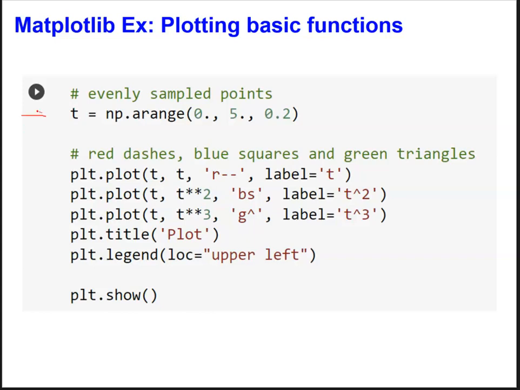Okay, now let's look at some basic plots again. I'm going to generate numbers from 0 to 5 that are spaced by 0.2. So now this is a linear function, this is a square function, this is a cubic function, and this is again a red dashed line, blue squares, and green triangles.